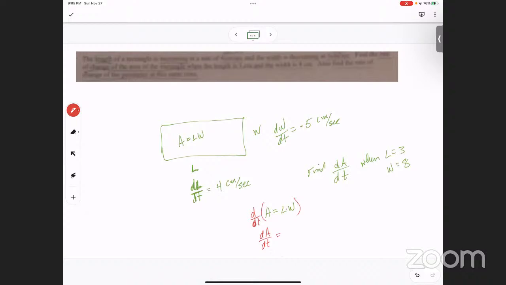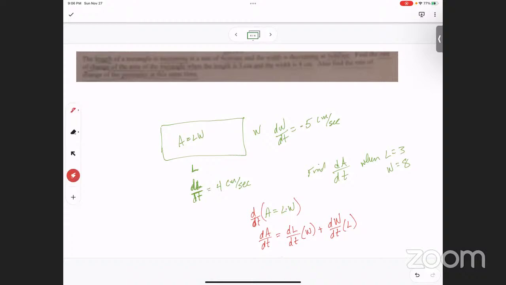You do product rule. That's right. And what does the product rule say? It says take the derivative of the first and leave the second one alone, plus the derivative of the second and leave the first one alone. Make sense? Okay. And now all we do is plug in the values.